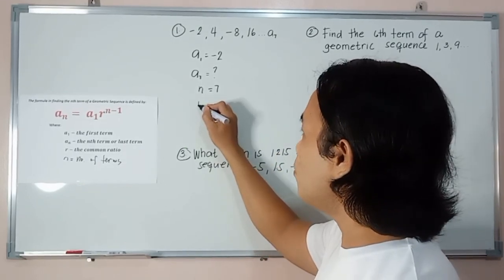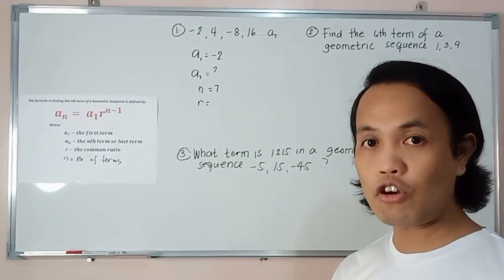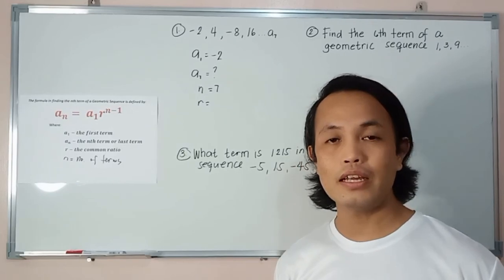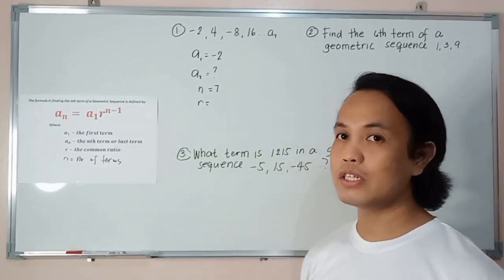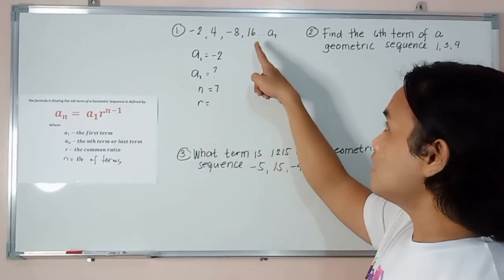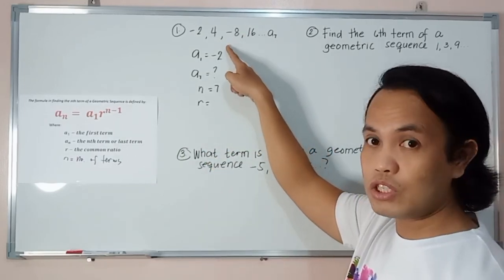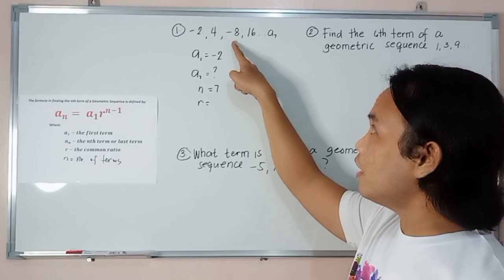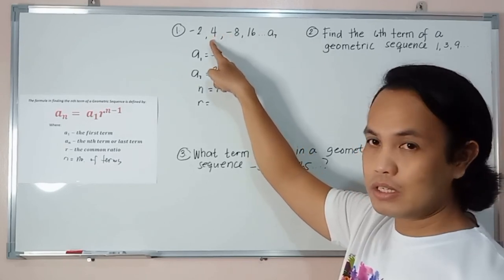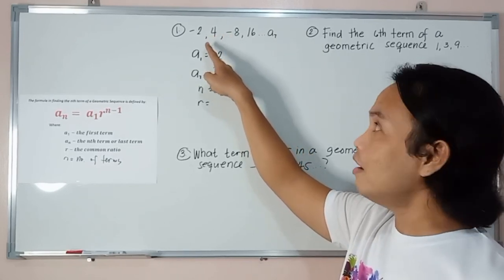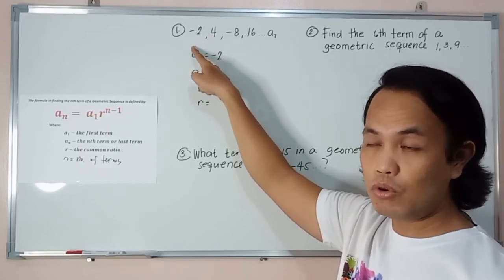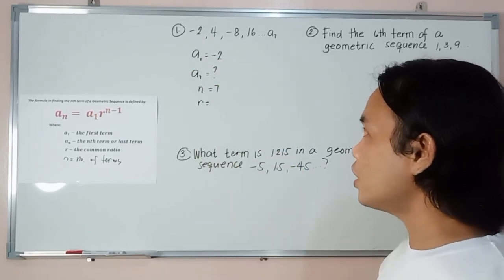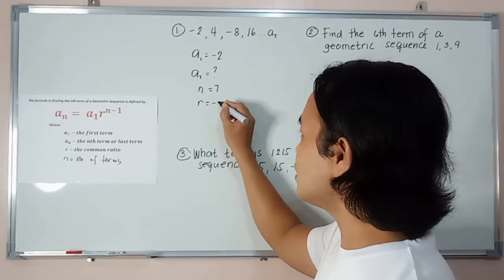And our common ratio, how do we get the common ratio? I already presented in my previous video how to get the common ratio of a geometric sequence. We simply divide 16 by negative 8, which is negative 2. Negative 8 divided by positive 4 is still negative 2. And 4 divided by negative 2 is also negative 2. So our common ratio for this given sequence is negative 2.